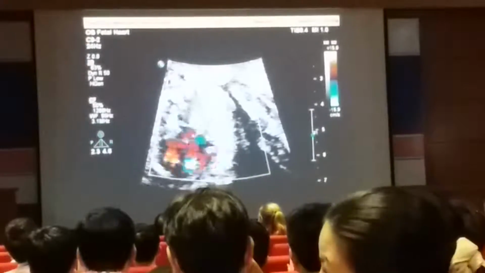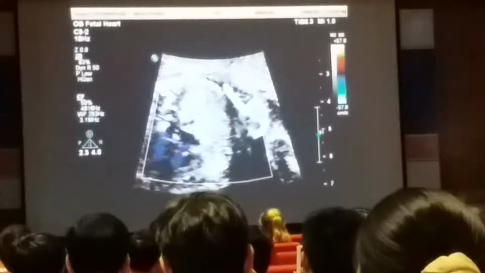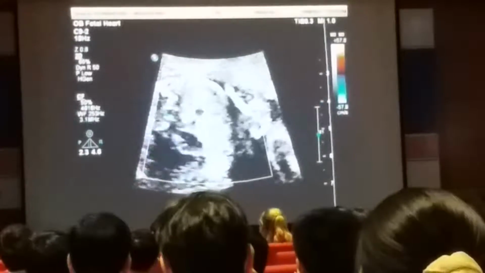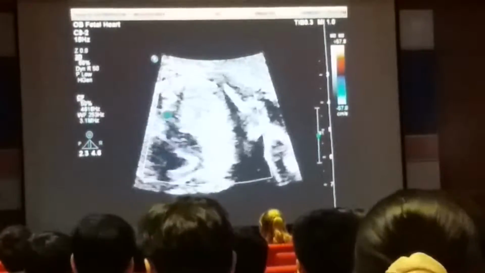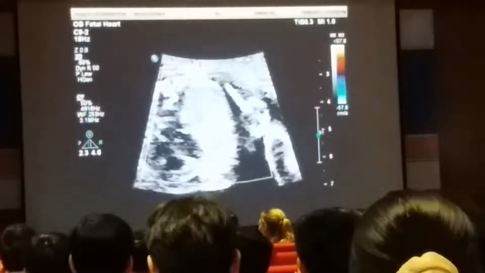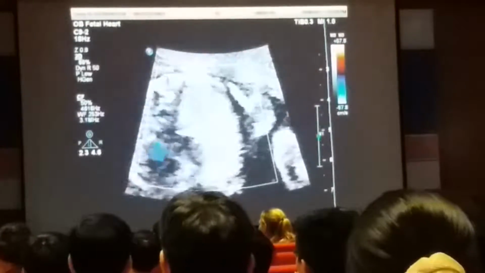Okay, can we get better imaging now? Okay, we need a little bit more gain posteriorly. Okay, and I want to get the depth down again. I don't want zoom.